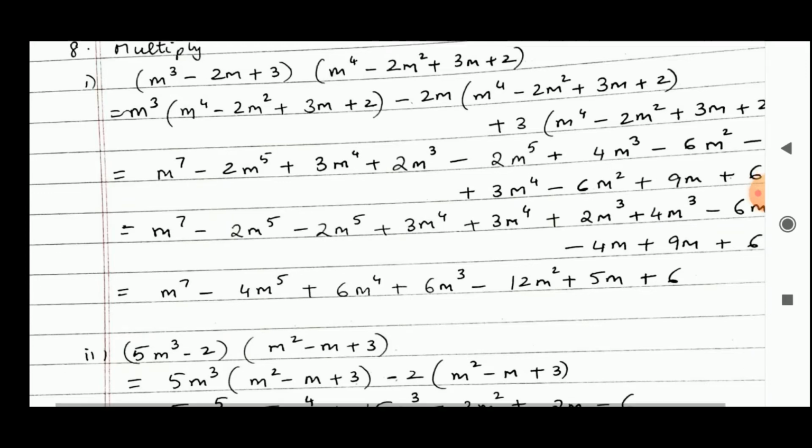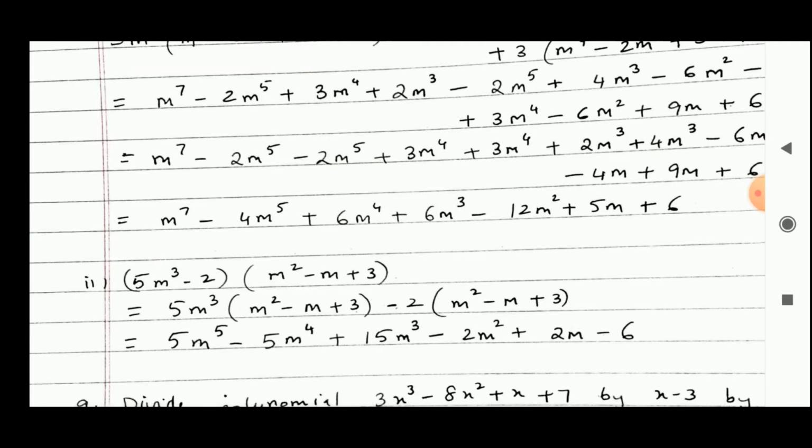Now again bring the like terms together and then you subtract. m raised to power 7 minus 4m raised to power 5 plus 6m raised to power 4 plus 6m cube minus 12m square plus 5m plus 6.